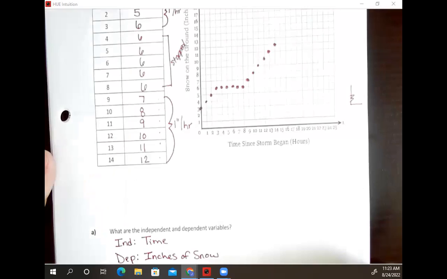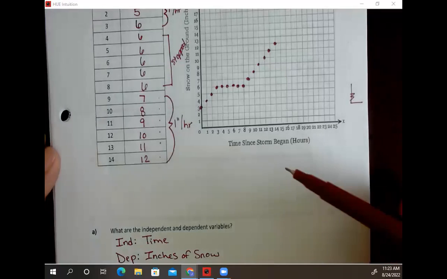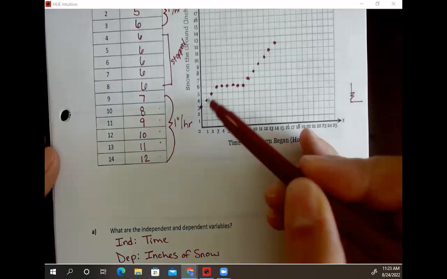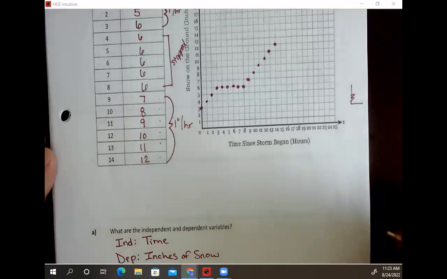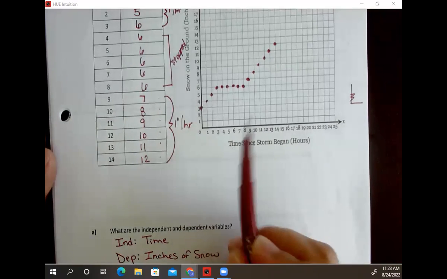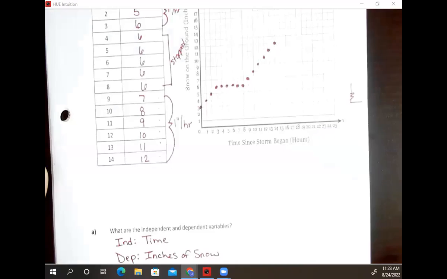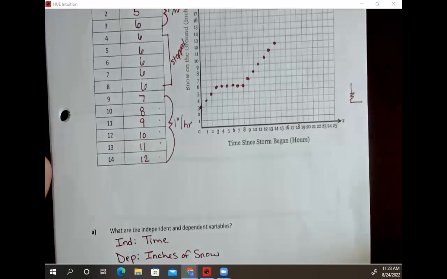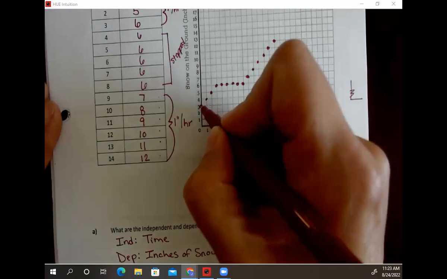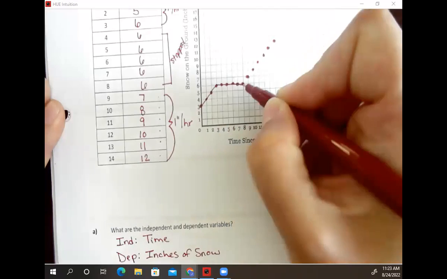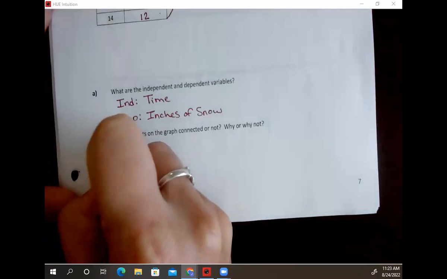So now let's go back to page 7 and let's talk about our snow here for just a second. Now, my last question yesterday was, should I connect these points or not? Okay. So in order to be able to connect the points on my graph, I need to look at both of the variables that I have, and they both need to be continuous. So my variables are time and the snowfall in inches. Can I connect the points on this graph? Yes, I absolutely can. So are the points on the graph connected? Yes, they're connected.